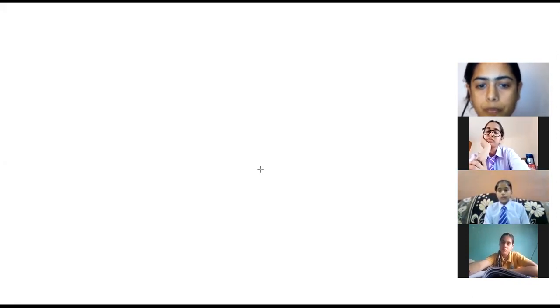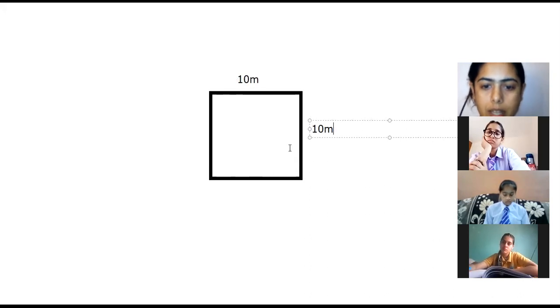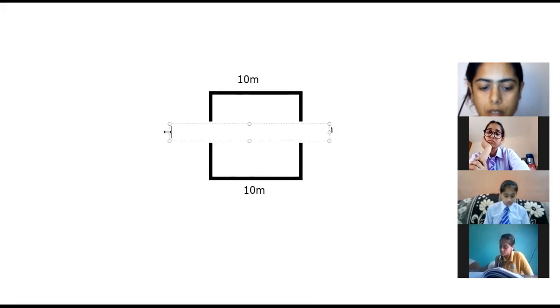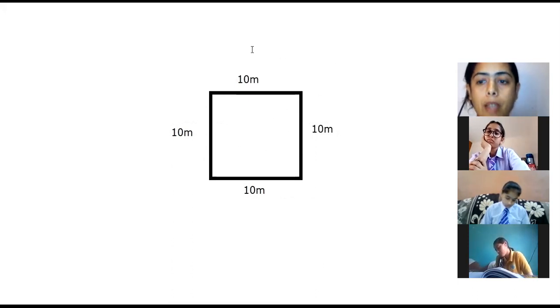So this is your square field, having the dimensions 10 meter each. The side 10 meter, the side 10 meter, 10 meter, and this side also it is 10 meter. We go across the square field. The farmer goes across the square field having the dimensions 10 meter on each of the sides.